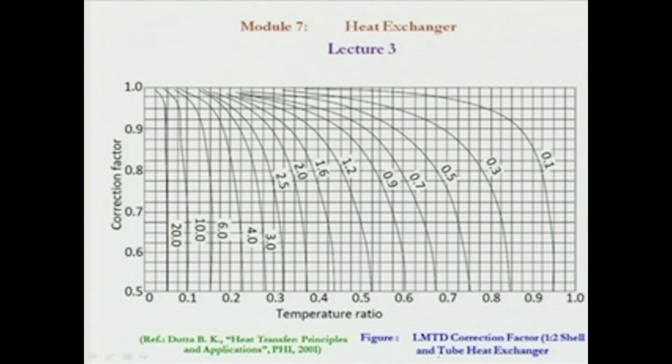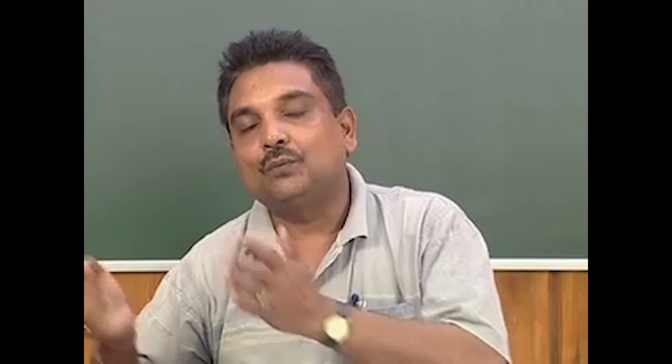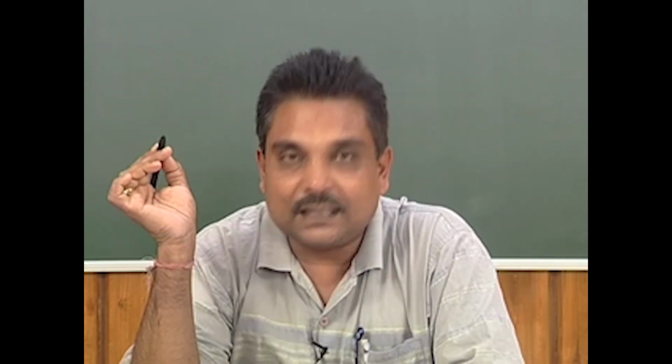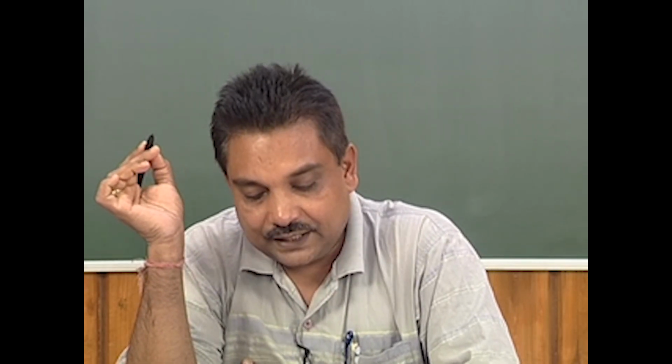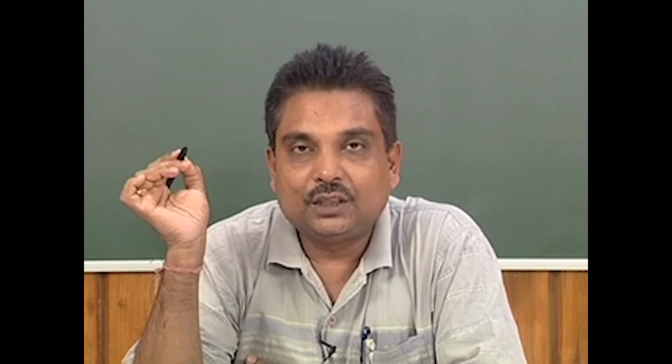Similarly, for 2-4 and for different passes there can be different such plots. These plots are available in several literatures. They can be used to find the values of the correction factor, and that is a must to find out the correction factor.